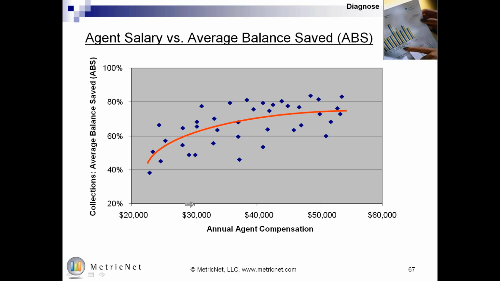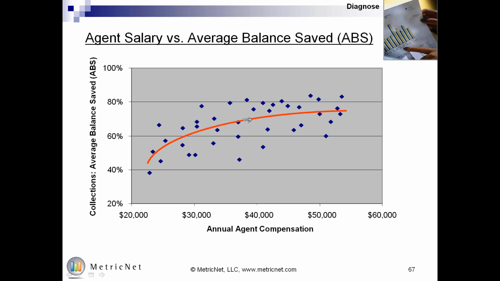Let me give you an example here. If I'm paying an agent $30,000 a year and I give that agent a $1 million portfolio of loans that are behind or past due, that agent on average is going to collect about 60% of that, maybe $600,000. By contrast, if I'm paying an agent $40,000 a year, that agent might collect as much as 70% of that, or $700,000. So by paying the agent an extra $10,000 a year, they collect an extra $100,000 a year.